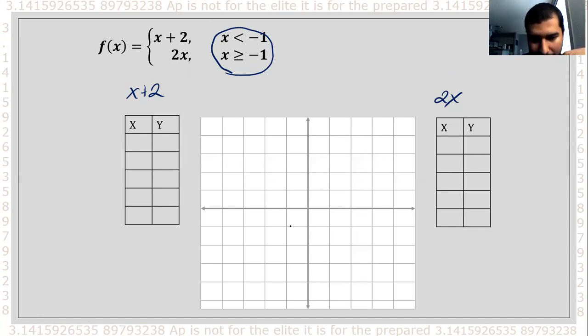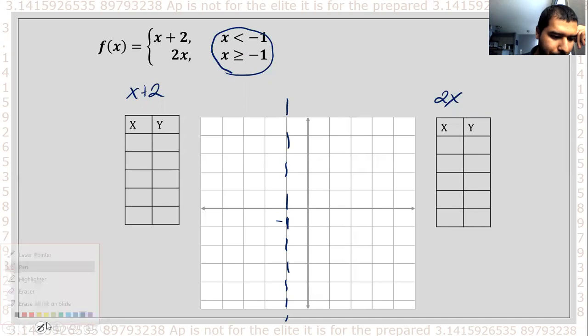So I'm going to find out where that is, and -1 is right here, and I'm going to make my little dot. Not to be confused with a vertical asymptote. This is just for reference, and I'll erase it later. So I do the same thing. I want all the values that are less than -1, so for my reference, I'm going to leave this as -1.